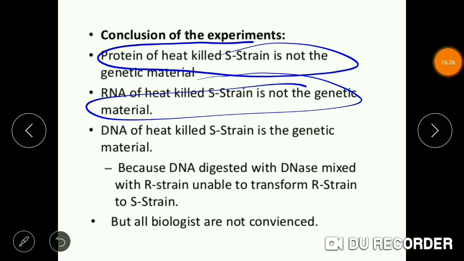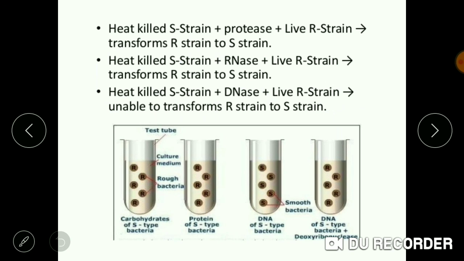Because the DNA digested with DNase enzyme, when mixed with R strain, was unable to transform the R strain to S strain, as this DNA has been digested by DNase enzyme. So hence we concluded that no transformation took place in this third case, because the DNA, which was responsible for bringing about the transformation, has been digested by DNase enzyme.